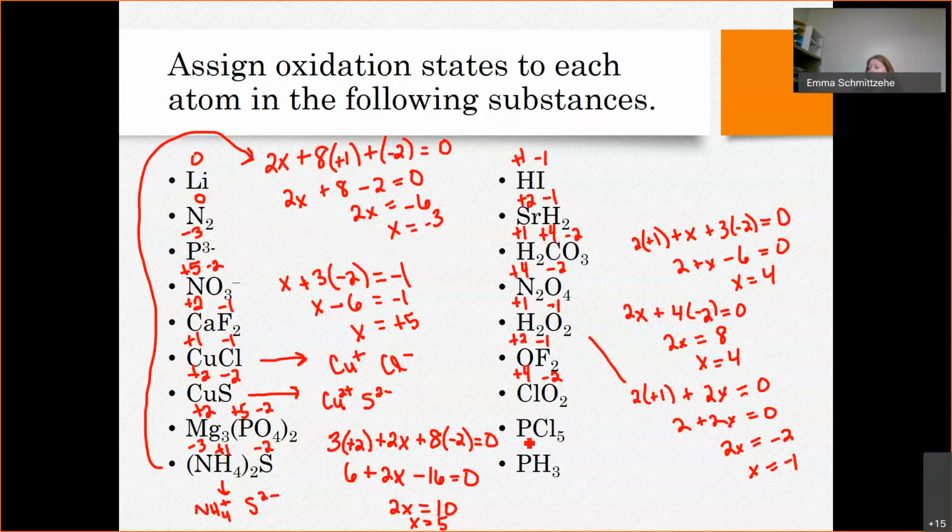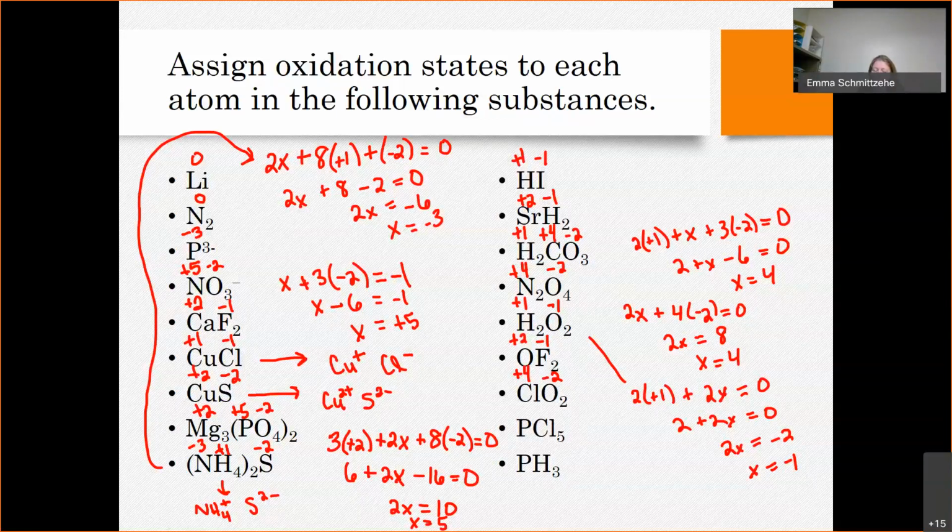Okay, next one, I have PCl5. This one's a really weird one. This is one I typically wouldn't give you. It's a little more challenging because none of our rules help here, okay? Other than it needs to sum to 0, okay?